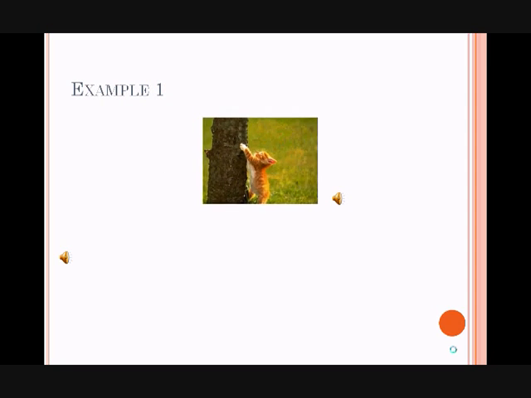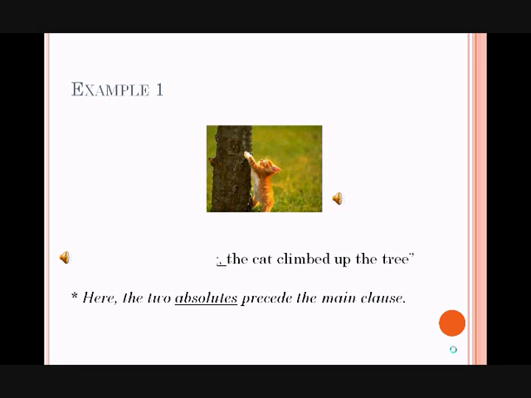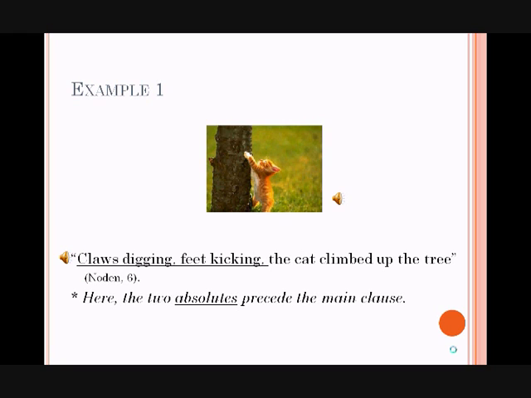In this example, your main clause would most likely be, "The cat climbed up the tree." Well, if we want to add a little more interest to the sentence, we would bring in the following absolutes. Claws digging, feet kicking, the cat climbed up the tree. In this example, the two absolutes precede the main clause.